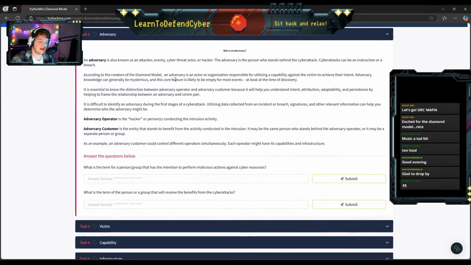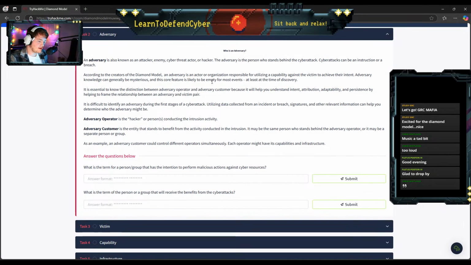According to the creators of the Diamond Model, an adversary is an actor or organization responsible for utilizing a capability against a victim to achieve their intent. Adversary knowledge can be mysterious. This core feature is empty for most events, at least at the time of the discovery.